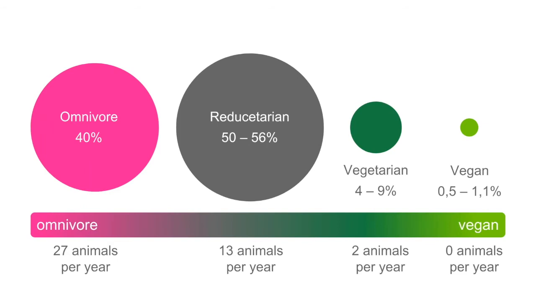Whilst if you get a vegetarian to go vegan to take the last step, they will just be saving about 2 animals per year. So if our focus is on saving as many animals as possible, getting an omnivore to go reducetarian is more interesting than getting a vegetarian to go vegan. Now, this logic, of course, only holds if we think that lowering our ask, so asking people to go vegetarian instead of vegan, actually helps get more omnivores on board.